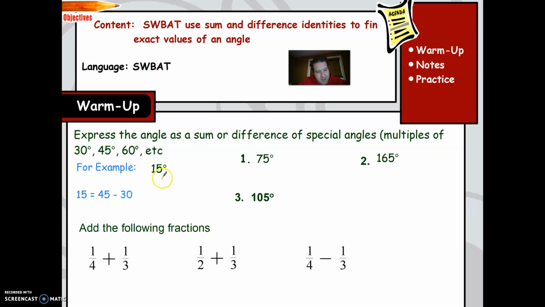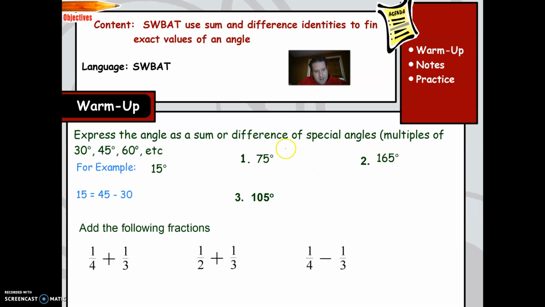So if we have 15 degrees, how can we get 15 degrees? In this case, we could say that 15 degrees is the same thing as 45 minus 30. Now, why are we using 30, 45, and 60? Because those are hopefully the three special angles from a triangle that you have memorized for sine, cosine, and tangent, because that's going to become very important in this video.